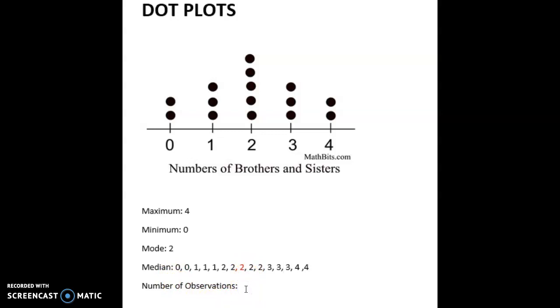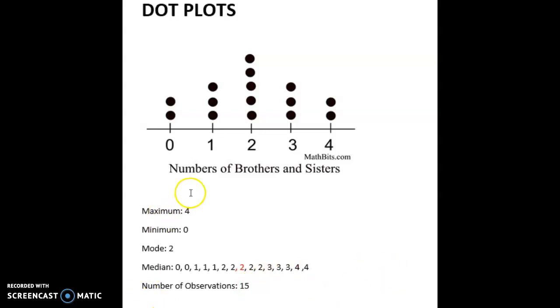Now the last thing is the number of observations. So what that means is basically how many people did they ask to make this dot plot. And every person represents 1 dot. So basically you just have to count the number of dots. So you have 2, 3, 4, 5, 6, 7, 8, 9, 10, 11, 12, 13, 14, 15. So the number of observations for this dot plot is 15.